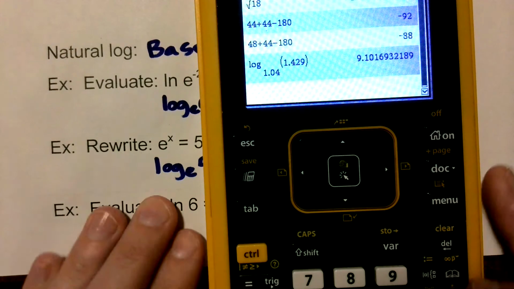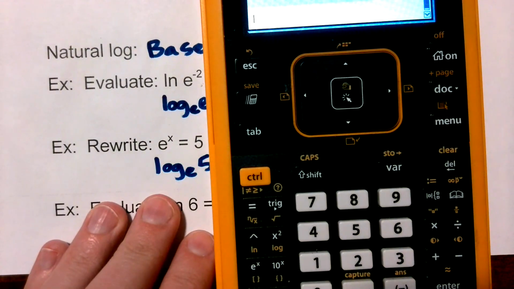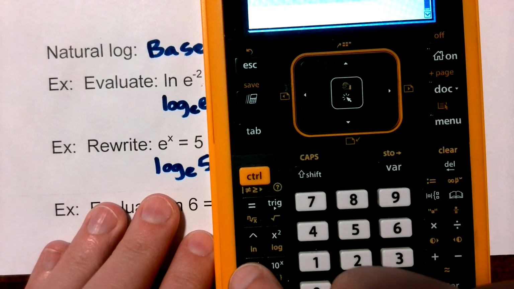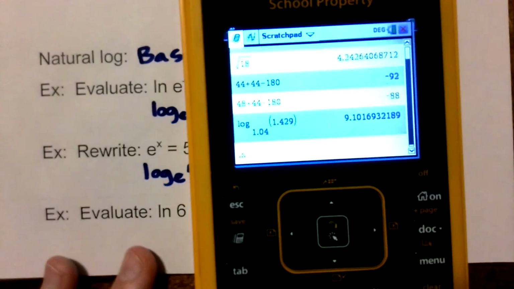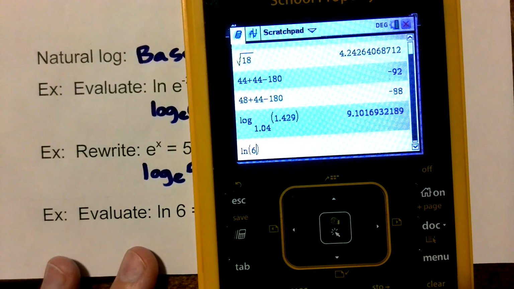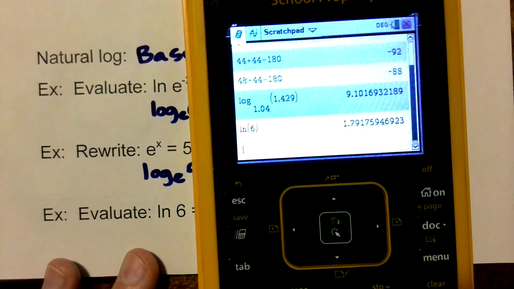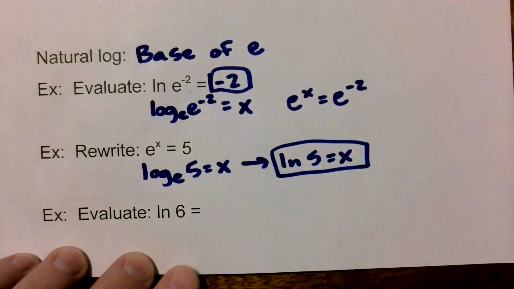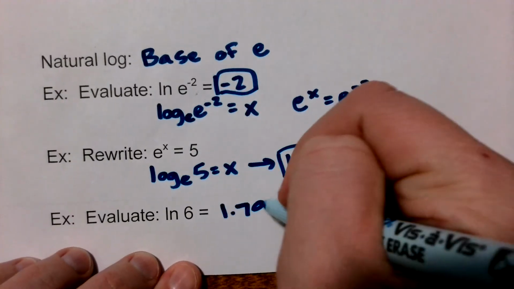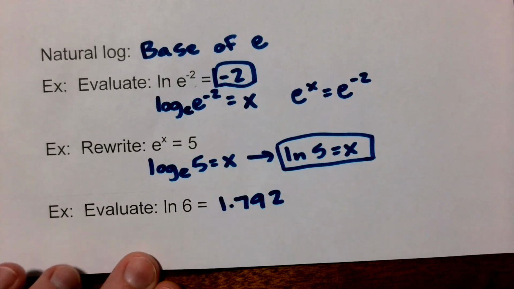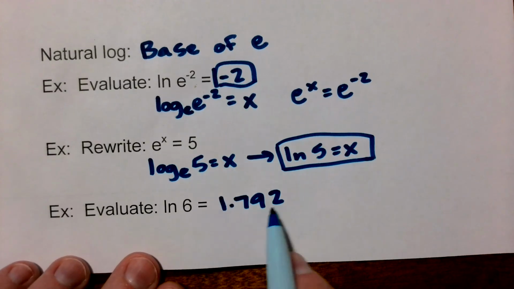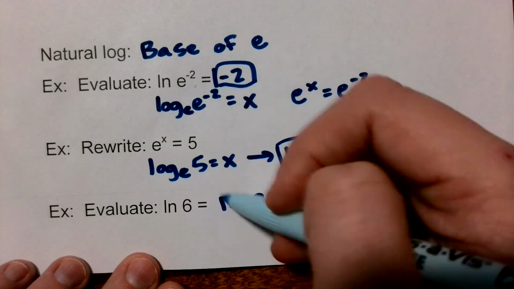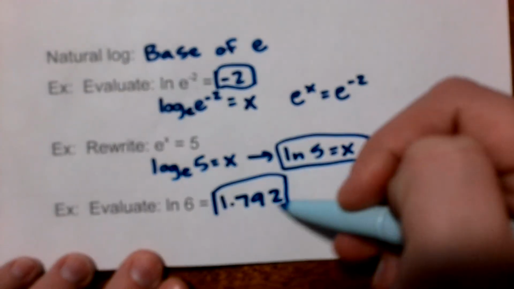The natural log button is right next to the log button, where you are hitting control again, and then that e to the x right above it gives you the natural log. And so once you have your natural log, we're just saying natural log of 6, which equals 1.792. Which is telling us that we would have to raise e to the 1.792 on and on to equal 6.